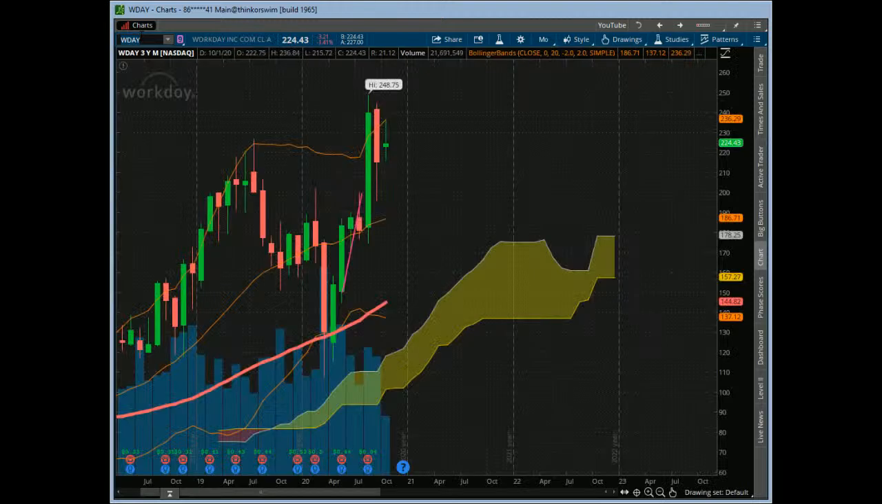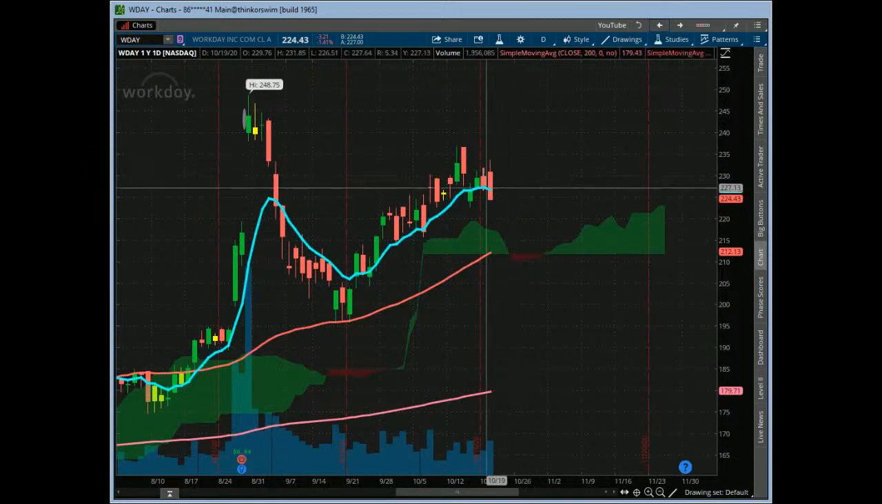Workday with an inside month right here. So let's go to the daily chart. So yeah, engulfing candle on this one too with some increased volume. So also one to keep on the bearish radar. Good stuff there. And then Netflix.